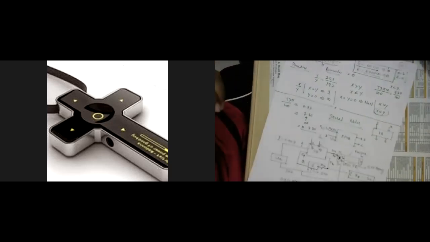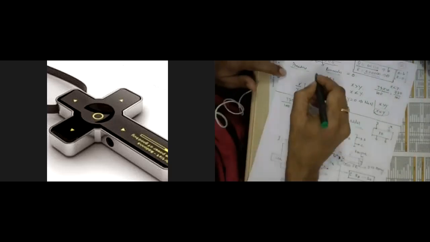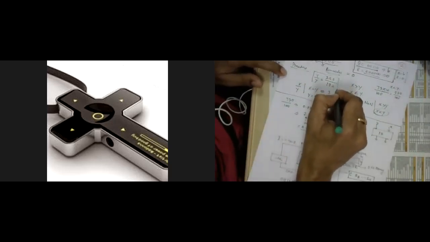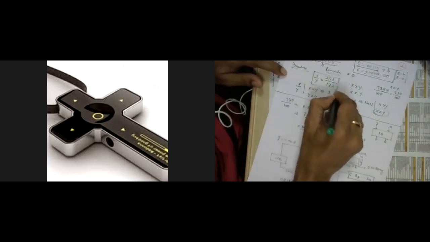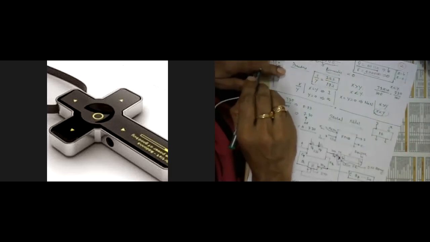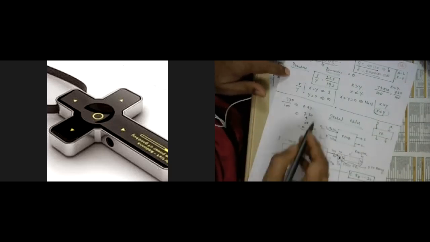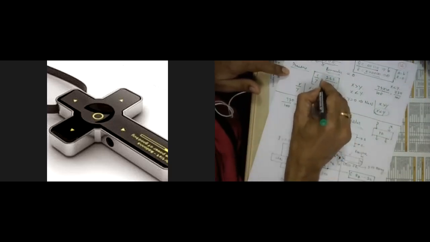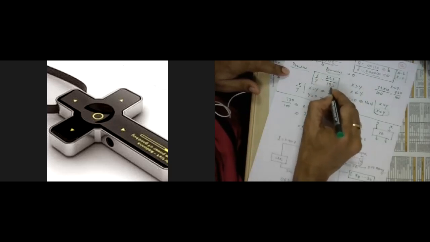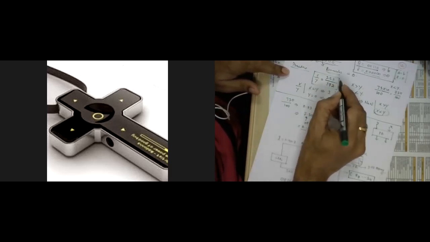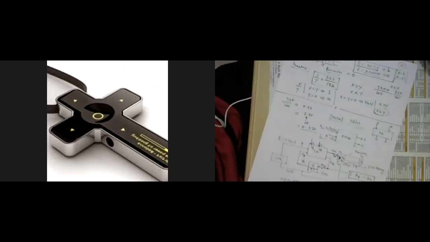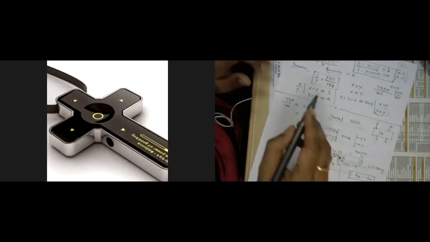So I would like to give you some practice. You can take X by Y. This is your practice homework. So you all can do this one as a practice example: 253 divided by 172, and you need to tell me the answer. X divided by Y, X equal to 253 and Y equal to 172.